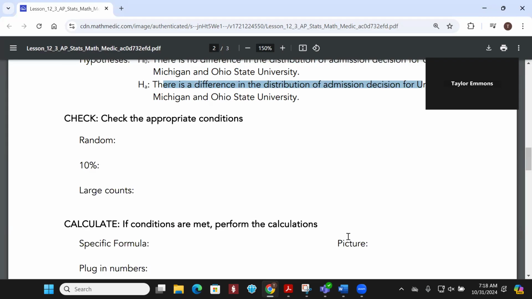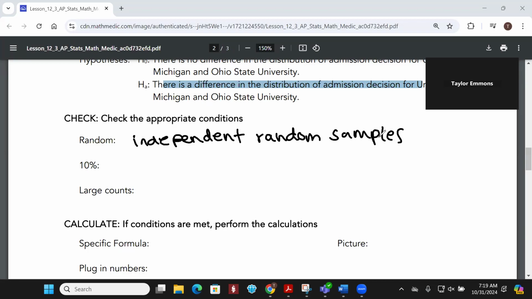Okay, we're going to check our samples. We're doing the most and the least all at the same time. Are there independent random samples? Did it state in our thing? Okay, yes, it did. So we can generalize to populations, right? All right, and then on the 10% rule, we have 200 is less than 10% of all applicants from Michigan.